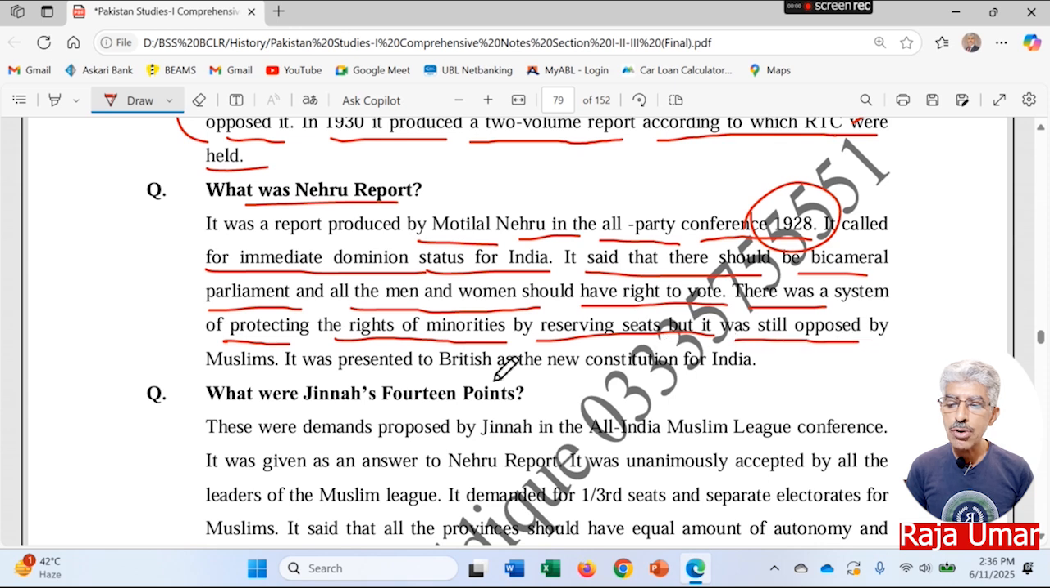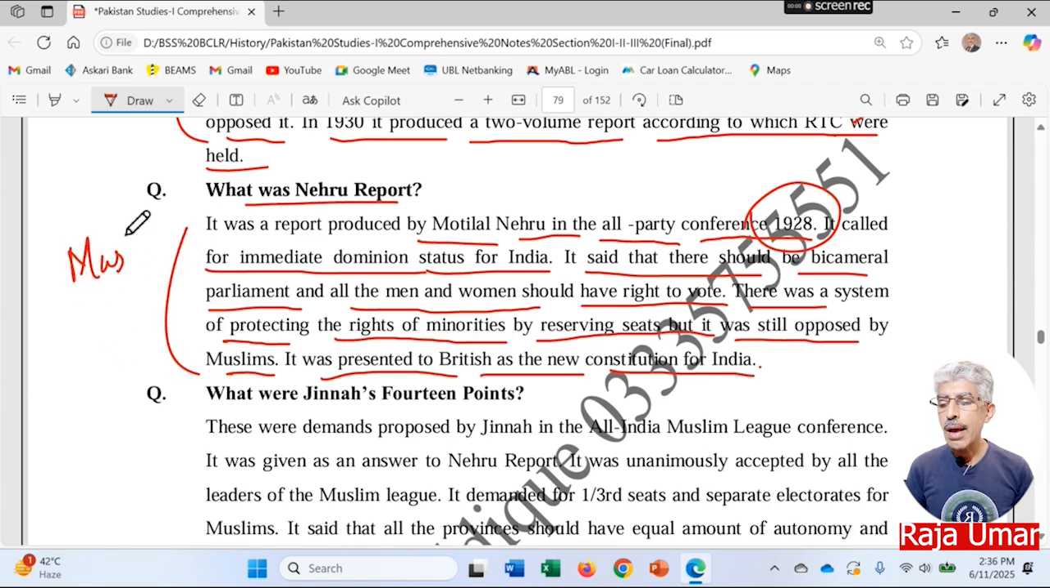It was presented to the British as the new constitution of India, but the Muslims and the British did not accept this report by Mr. Nehru. So it means that that was a rejection.